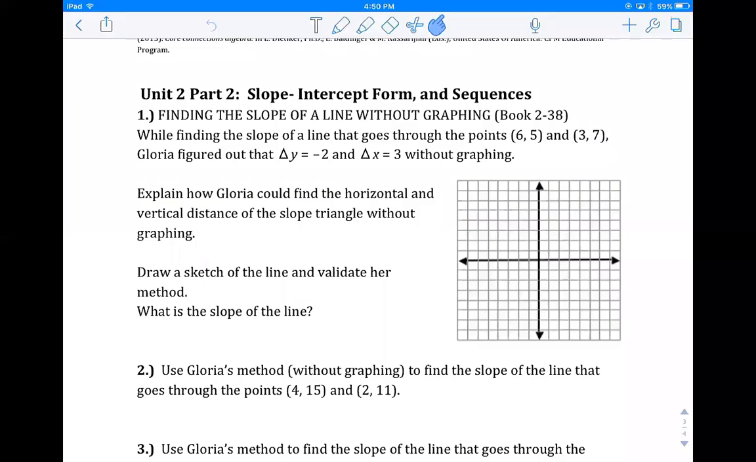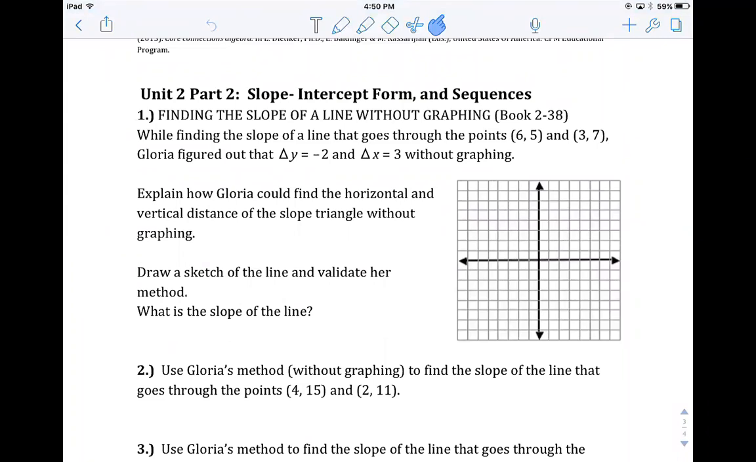So this video is on Unit 2, Part 2, Slope-Intercept Form. Problem 1 says finding the slope of a line without graphing. While finding the slope of a line that goes through the points (6, 5) and (3, 7), Gloria figured out that the change in y is -2 and the change in x is 3 without graphing. Explain how Gloria could find the horizontal and vertical distance of the slope triangle without graphing. We're going to draw and sketch the line, validate her method, and then find the slope.